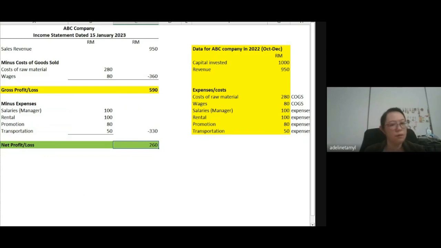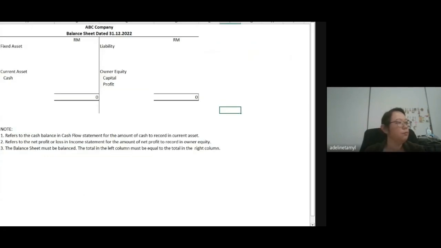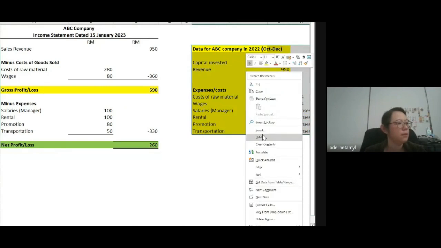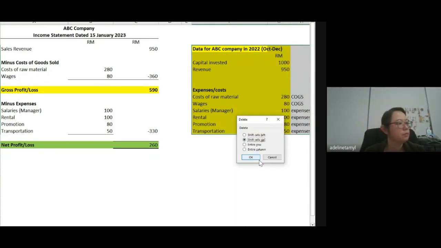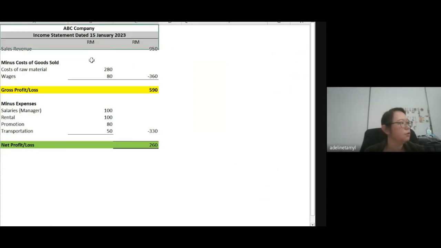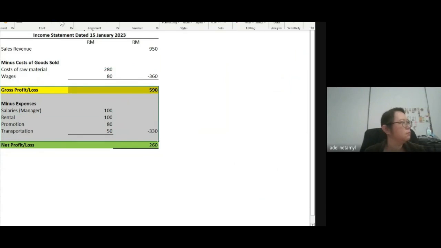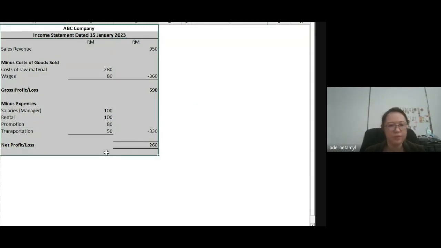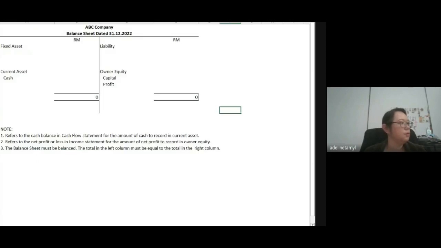Okay, so after we have this income statement, we will have to prepare the balance sheet. I prepared the notes for you. But I forgot to delete this one, kan? I should delete this. Also, you only show this statement in your report. Okay, your report. And the last will be the balance sheet.